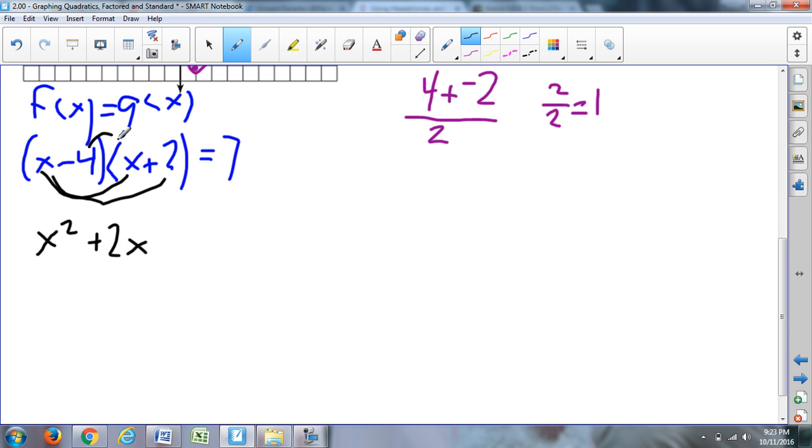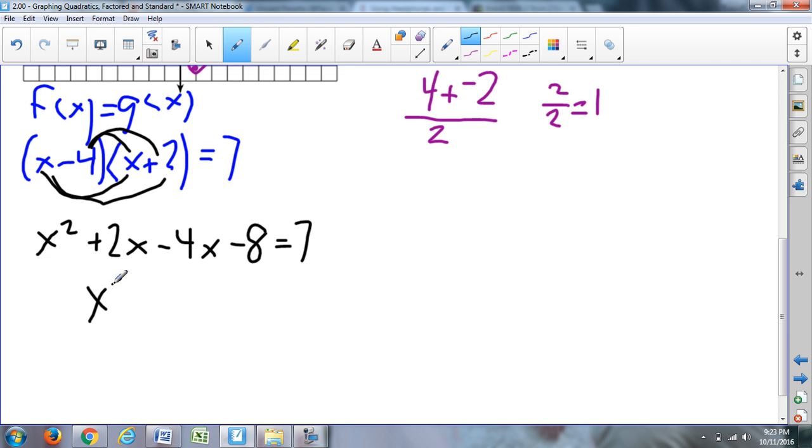I do negative 4 times x, so I get minus 4x. And I do negative 4 times 2, and I get minus 8. This is still set equal to 7. All right, middle two terms have an x in common, so we can combine the like terms in the middle.